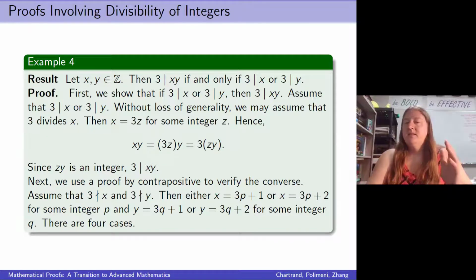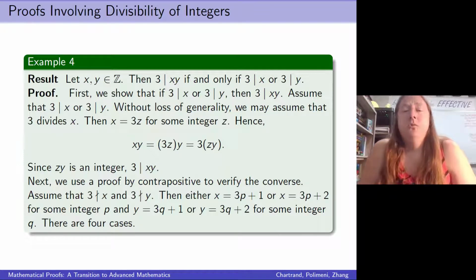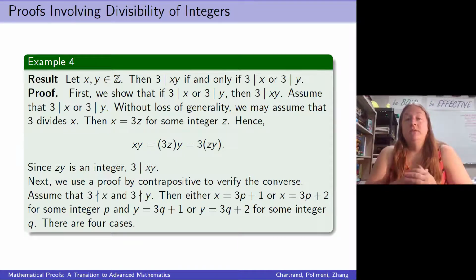Because x and y are both integers and we're looking at 3 dividing either one of them, there's no way we can really distinguish between them in a meaningful way, so we can say without loss of generality that 3 divides x. So we have x equals 3z for some integer z. So now xy is going to equal 3z times y, which equals 3 times zy. And zy is an integer, so 3 divides xy.